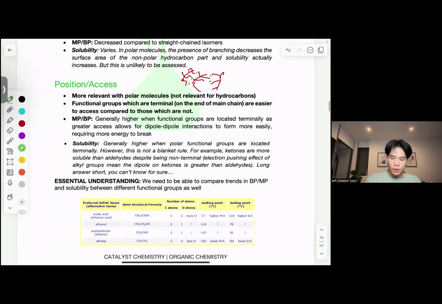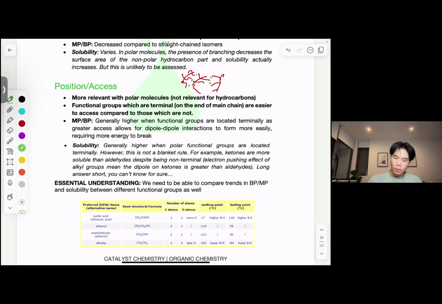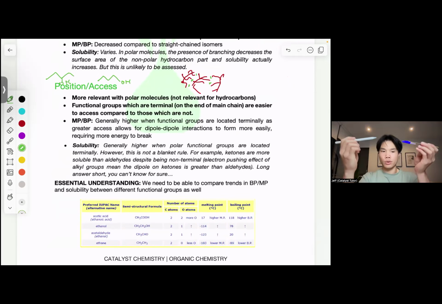In terms of position and access, molecules that have their functional group on the end of the chain tend to have higher melting point, boiling point than molecules that have their functional group on the middle of the chain somewhere. The best way to explain this is you imagine two pens or two sticks. If you were trying to get your two pens to meet right on the end, you can do it from this angle, this angle, this angle, any of these angles.